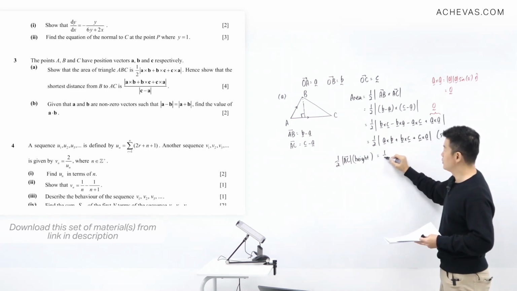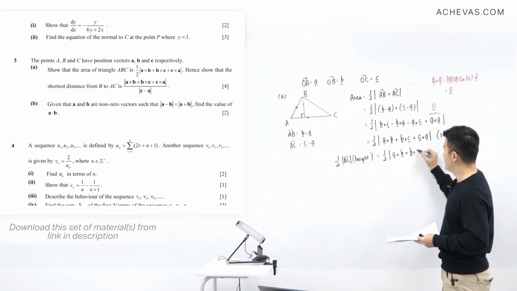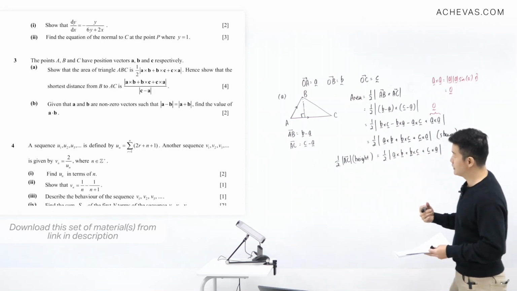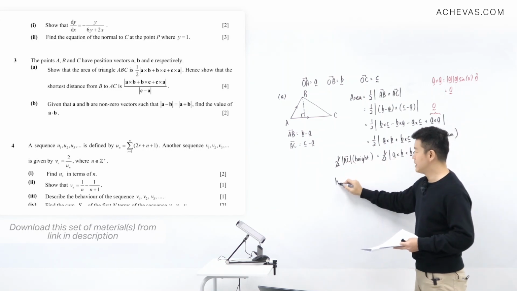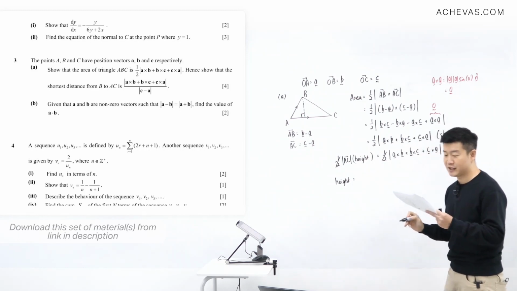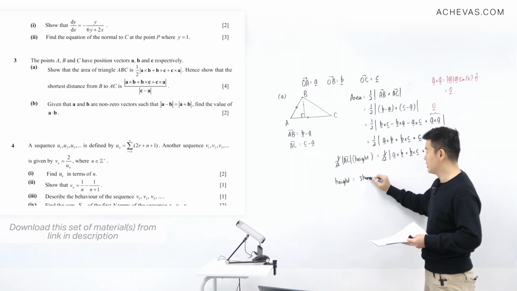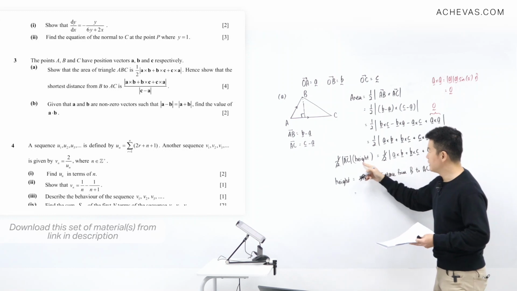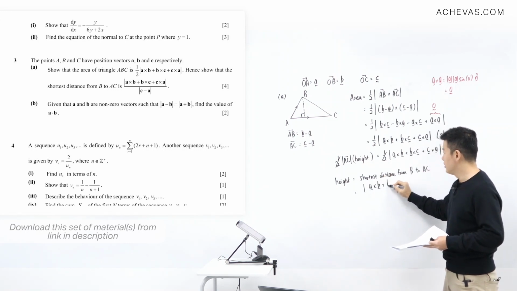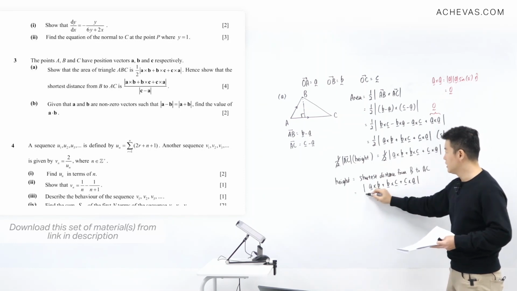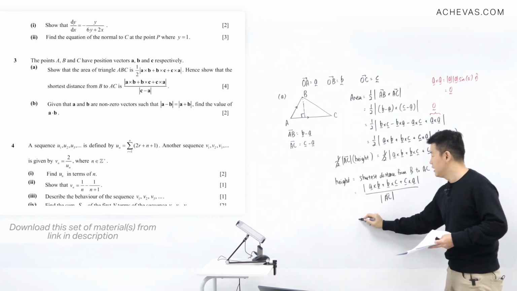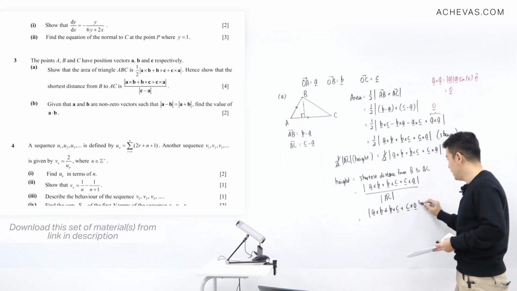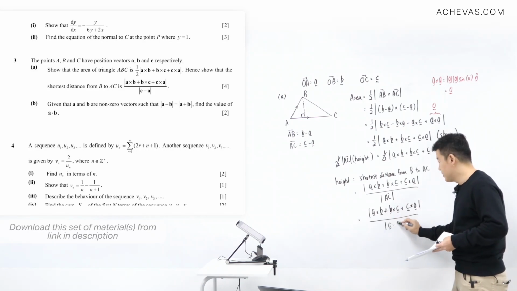This is the height. So this is equal to half of modulus of a cross b plus b cross c plus c cross a. And what is AC? AC is vector c minus vector a. So we have half that is going to be cancelled, which means that the height, which is also going to be the shortest possible distance from B to AC. Let me just write it down. Height, which is also going to be the shortest distance from B to AC, is going to be equal to modulus of a cross b plus b cross c plus c cross a divided by modulus of AC. And this is equal to modulus of a cross b plus b cross c plus c cross a divided by modulus of c minus a.